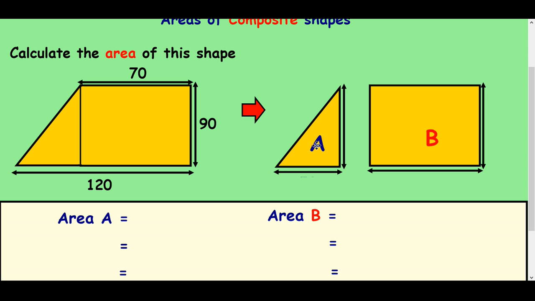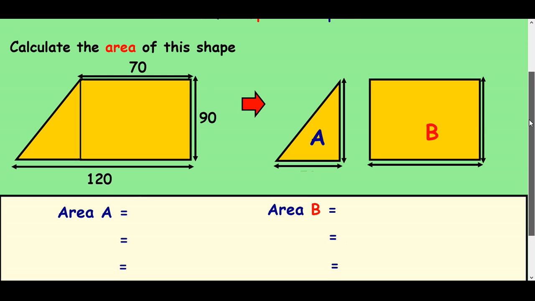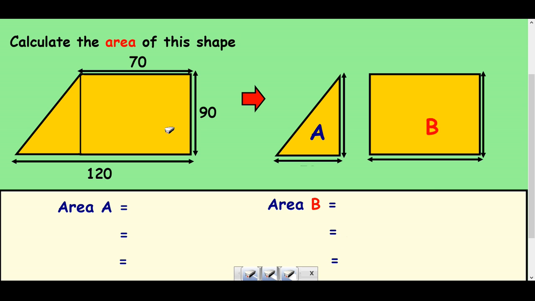I'm going to call the triangle A and the rectangle B. Now I need to get the sides on these. So the rectangle is the easiest one.